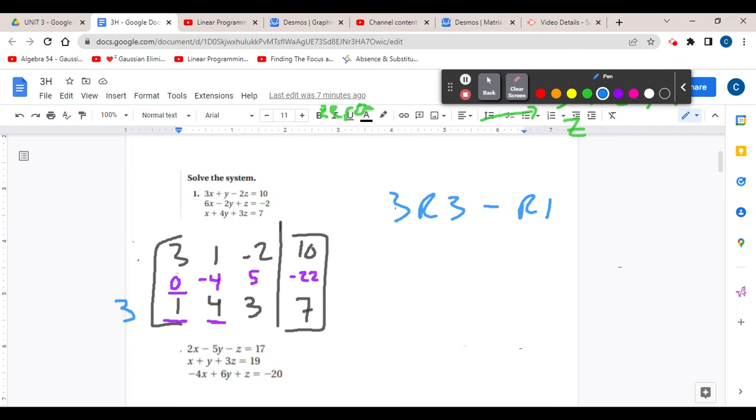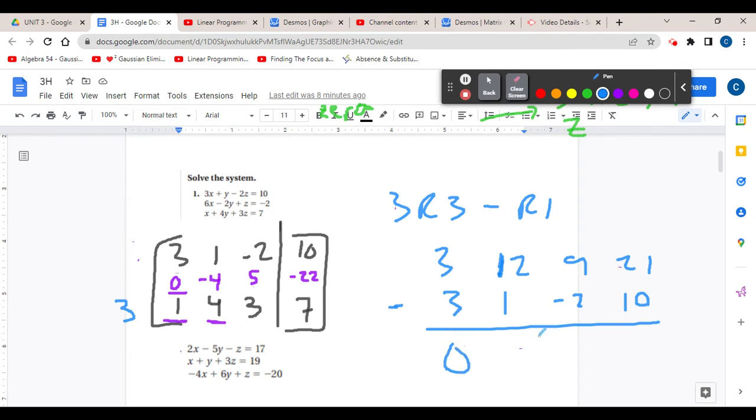Now we have 3 row 3, which is going to be 3, 12, 9, 21. So we're multiplying 3 all through this row. On top, we have 3, 1, negative 2, 10. We're going to subtract these. So we get 3 minus 3 is 0, 12 minus 1 is 11, 9 minus negative 2 is also 11, 21 minus 10 also happens to be 11, coincidentally. So now we can replace our third row with 0, 11, 11, 11.